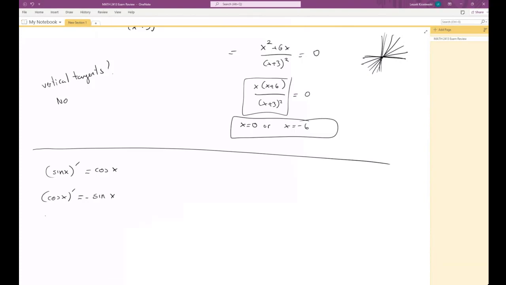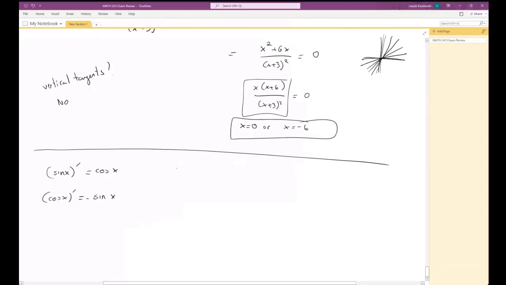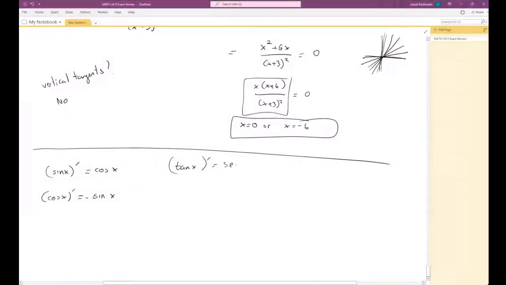So, and then we have the derivative of tangent, the secant squared, which if you ever forget, what's the way to derive this derivative?